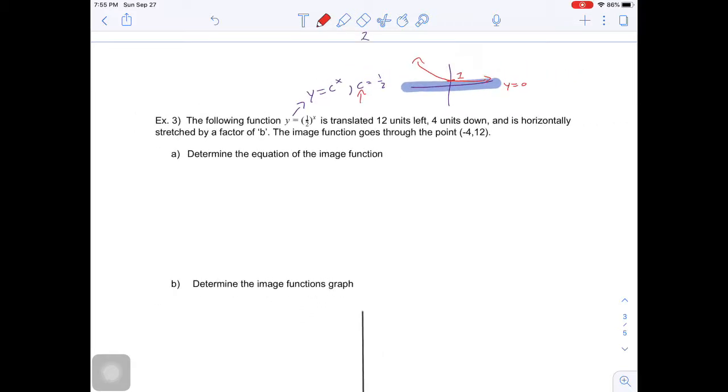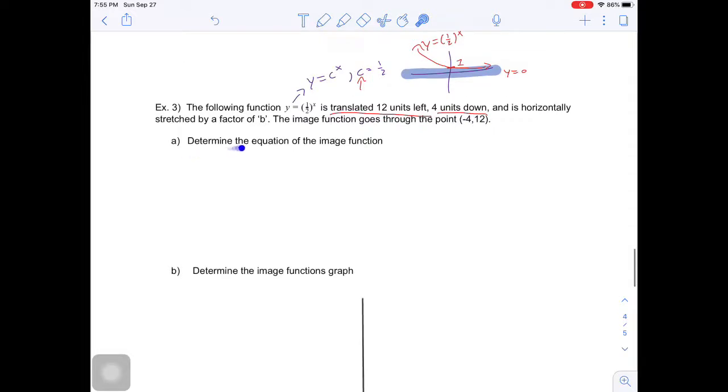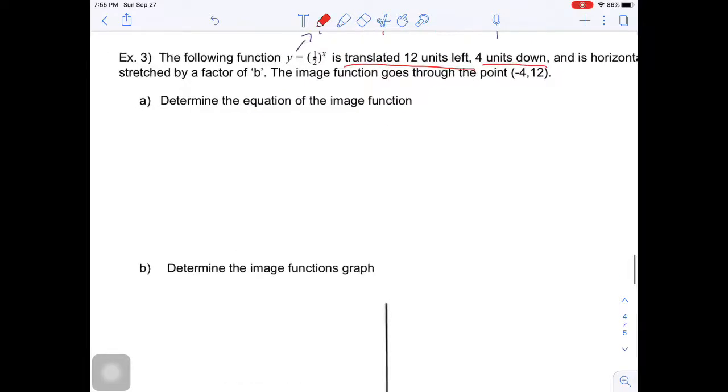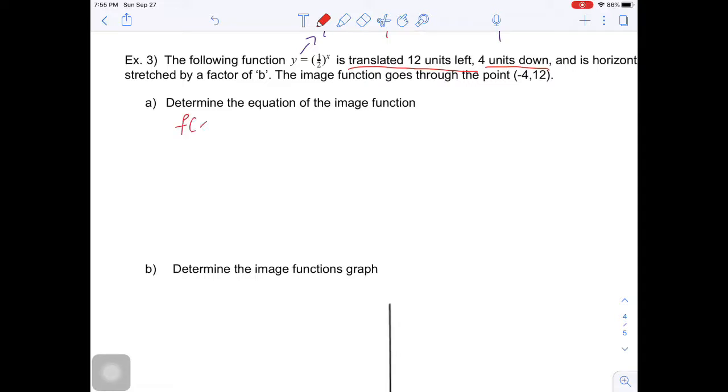Okay, so pretty much the same thing, but we already have a really good understanding of what 1 over 2 to the power of x looks like. Okay, this thing's translated 12 units left, 4 units down. It is horizontally stretched by a factor of b. The image function goes through the point negative 4 and 12. Determine the equation of the image function. Okay, so we got lots going on here. Now, first off, let's call f of x negative 1 over 2 to the power of x.